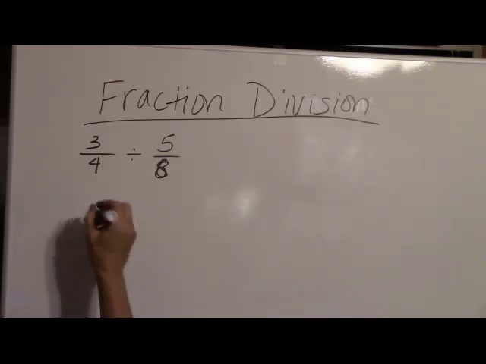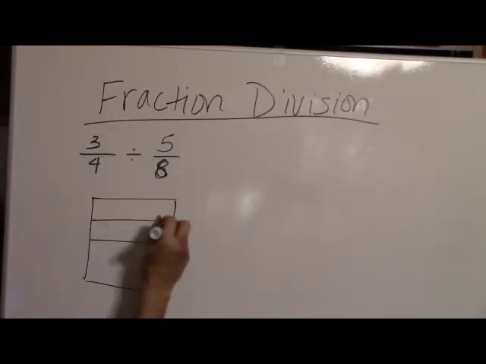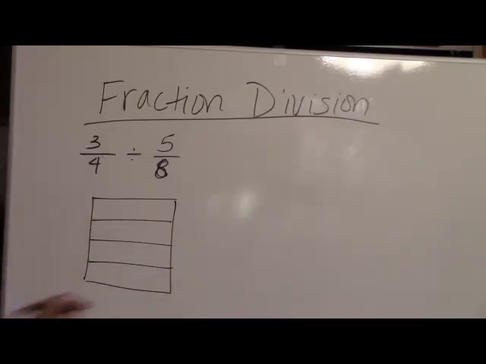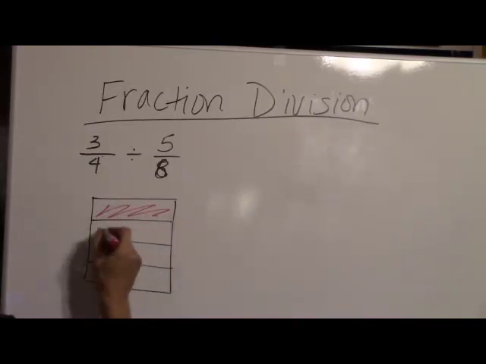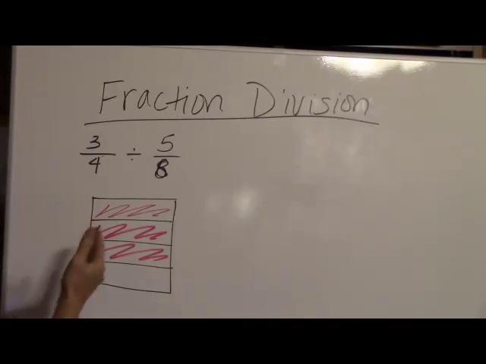3/4 divided by 5/8. So I'm going to draw 3/4, and I'm going to divide that into, okay, so there's 3/4. I want to see how many 8s are in it. Right now I don't have 8 pieces. I only have 4s, okay? I can't divide that into 8s until I know what I'm looking at, all right?